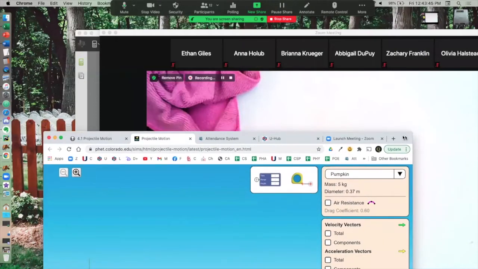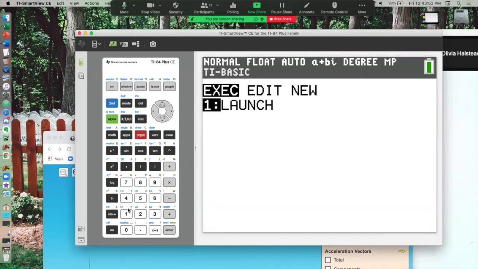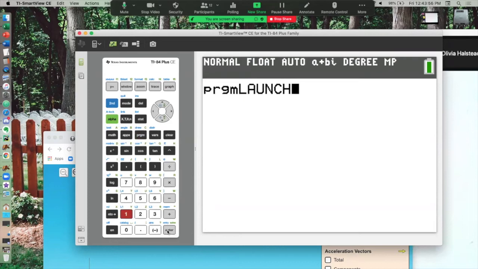First of all, you got to find your calculator. There it is. Okay. So, program. I'm going to run it. Launch. Everybody try your own program. See if it works. Enter. And it says, hey, what's the velocity? And the velocity is 30. And I click enter and it says, what's the range?